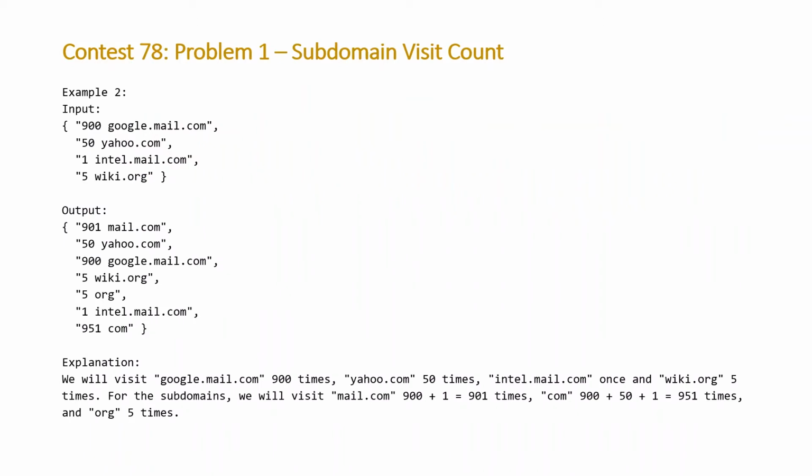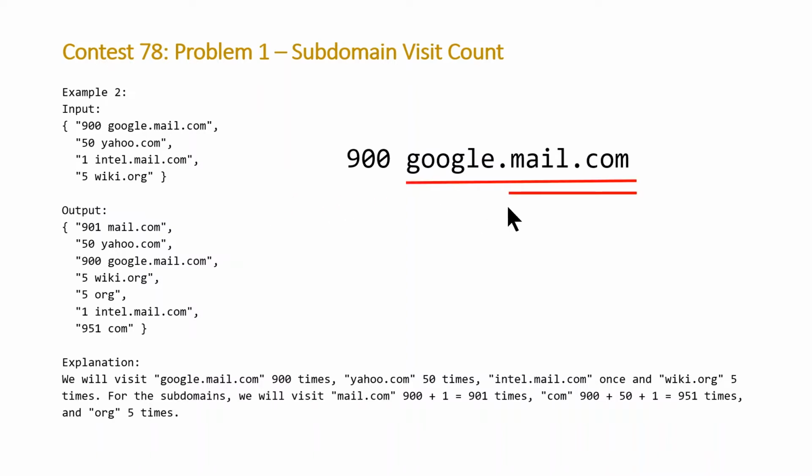In this example, we have 4 strings: 900 google.mail.com, 50 yahoo.com, 1 intel.mail.com, and 5 wiki.org. What the question is asking us to do is to look at these counts and then also apply them to not only the domain but the parent domain. So for google.mail.com, we'll have the domain, so that'll get 900, mail.com will also get 900, and com will get 900 as well. And if we have some of the parent domains or the domains themselves showing up in other strings with other counts, we have to add those.